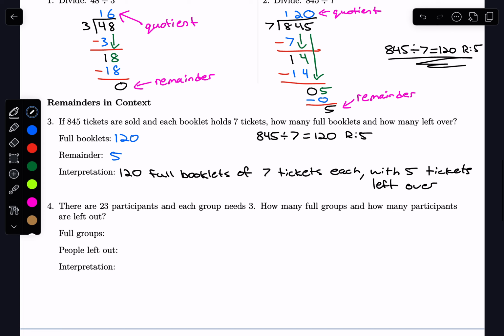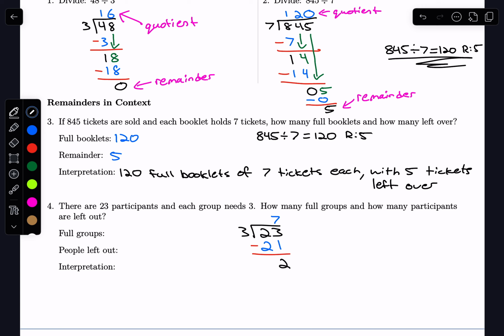Okay, one more. We have 23 participants, and each group needs 3. How many full groups and how many participants are left out? So if we divide 23 by 3 using long division, 3 does not go into 2, so I skip that first digit. And then I ask how many times does 3 go into 23? 7 times is the answer. 7 times 3 is 21. So then I subtract 21. 23 minus 21 gives me 2.